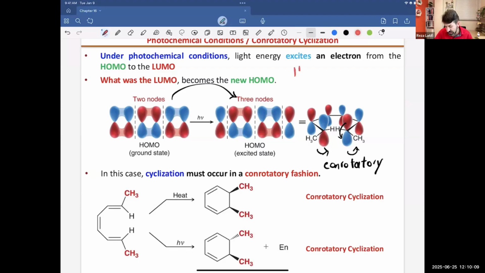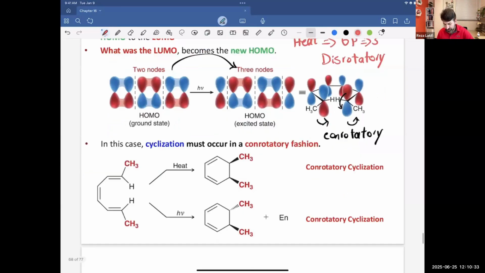Well, in the presence of heat, if you check your notes for 6 p orbitals or 3 double bonds, the rotation will be disrotatory. But in the presence of light, it will be conrotatory. Okay, let's tackle this subject with more examples.